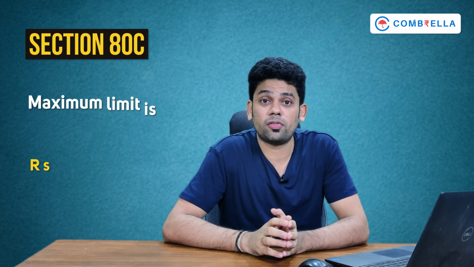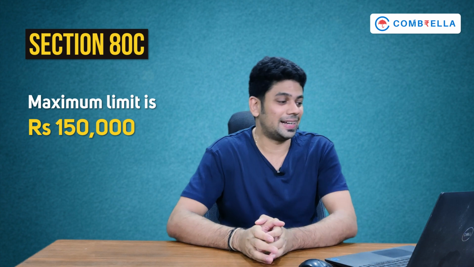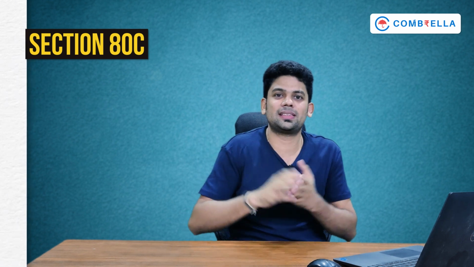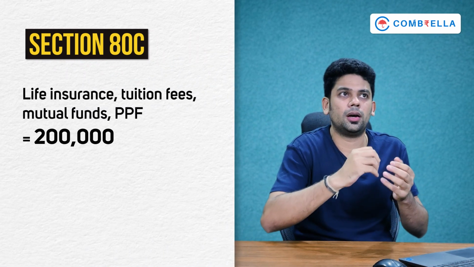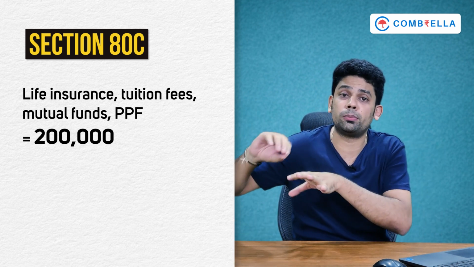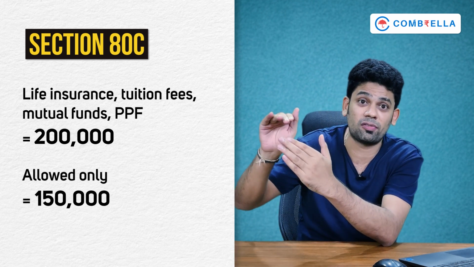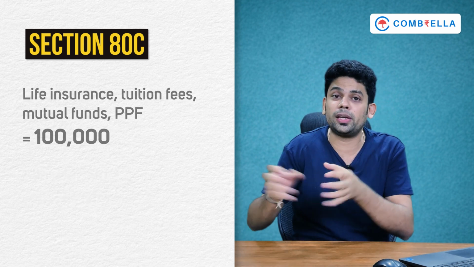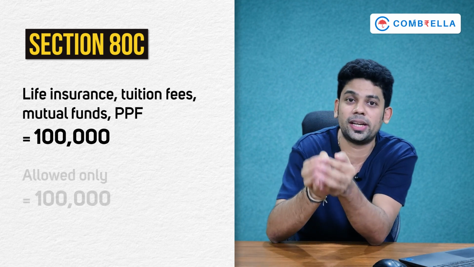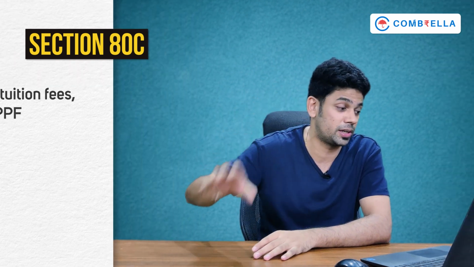The maximum amount of deduction you can get under 80C is 1,50,000 rupees, that is 1,50,000 or the actual amount you have contributed, whichever is less. For example, you have taken a life insurance policy, paid tuition fees, mutual funds, PPF, and your total contributions come to 2 lakh rupees. Then you will get only 1,50,000 and not 2 lakh, because 1,50,000 is the maximum ceiling limit. But if all this PPF, tuition fees, LIC add up to only 1 lakh rupees, then you will get only 1 lakh rupees as a deduction. So the maximum deduction is 1,50,000.